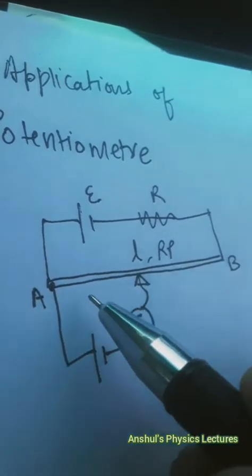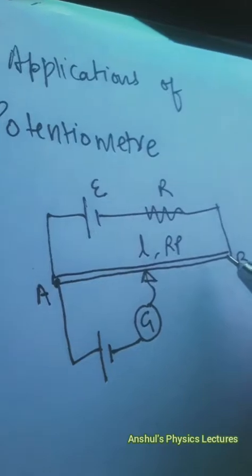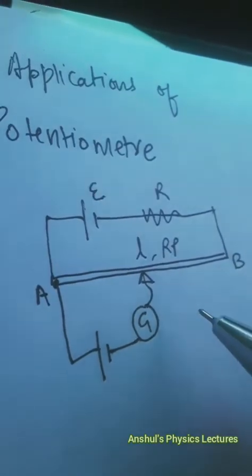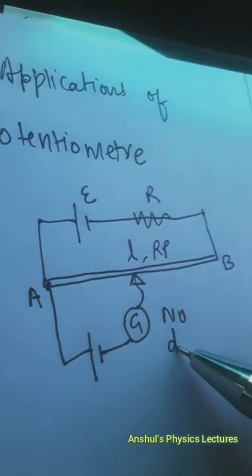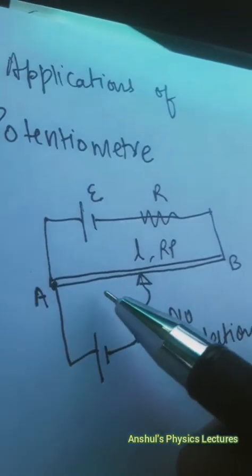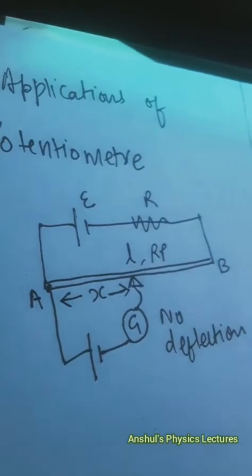So somewhere in between A and B there is a point where if you touch the needle, the deflection will be 0, so no deflection. So when there is no deflection, the distance x is known as the balancing length of the potentiometer.